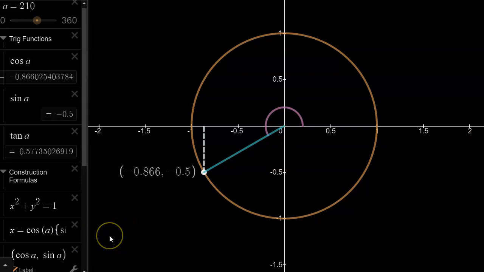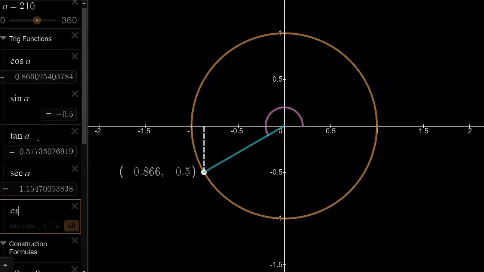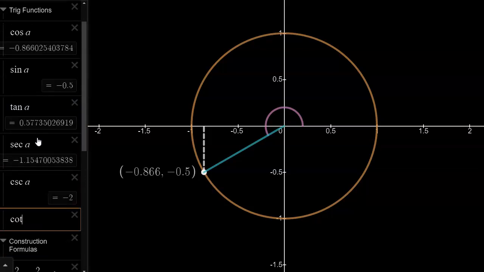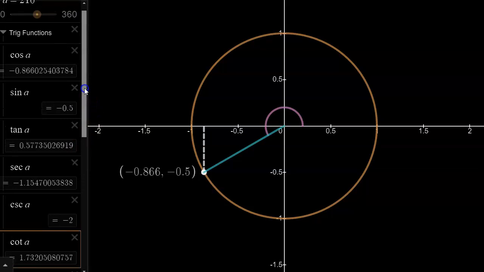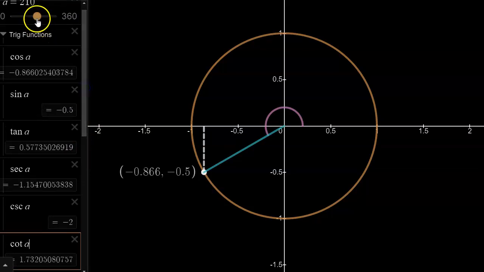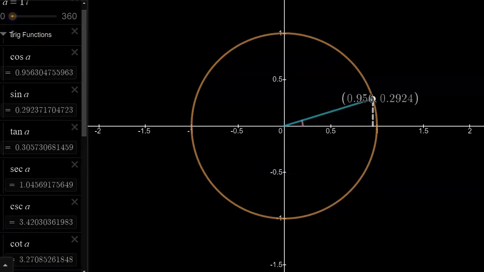Okay, so now CAST rule works for the primary trig ratios, but what happens if I were to add, say, the corresponding reciprocal trig ratios? So we've got sec A, we've got cosec A, and we've got cotangent A. Let's start with quadrant 1 again, and you can see that they're still all positive. Every single one of these ratios is positive.